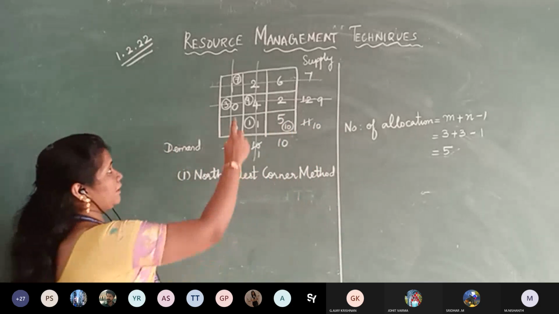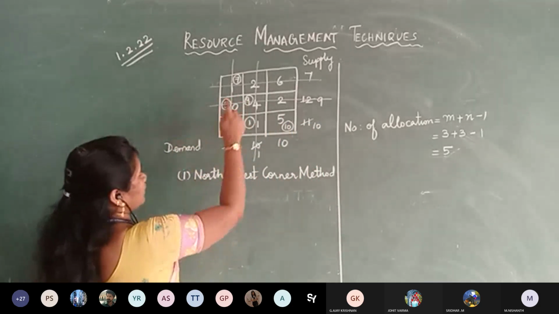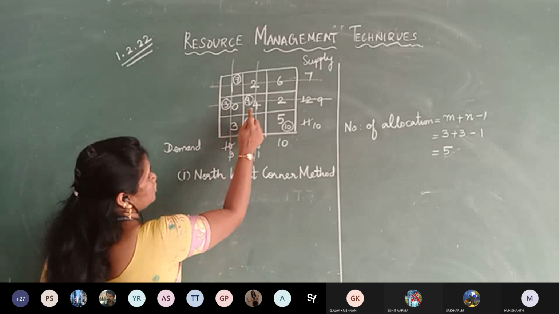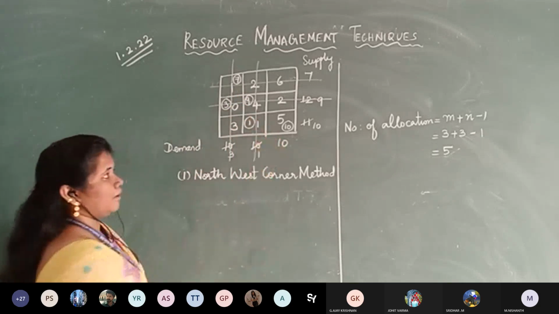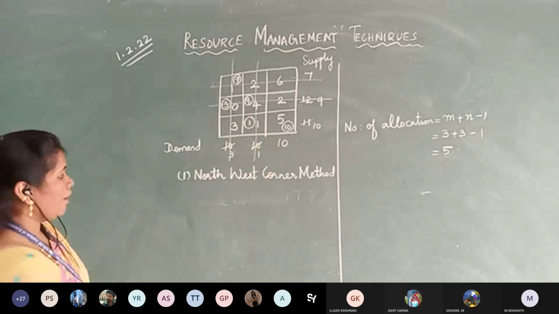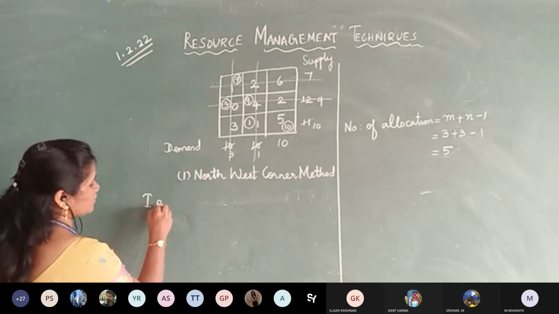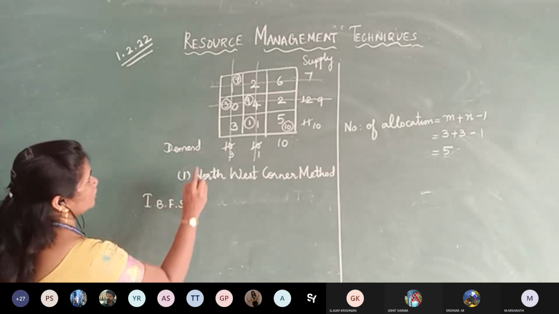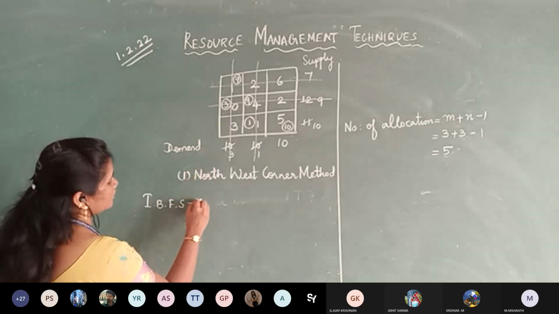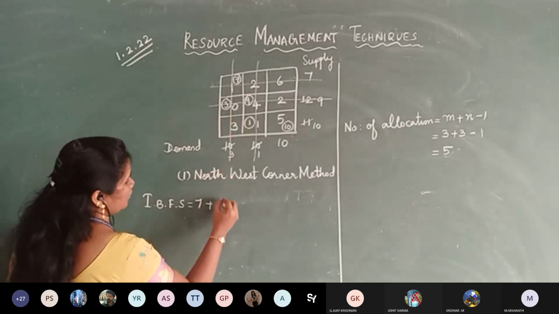So you see how many allocations there are: 1, 2, 3, 4, and 5. Five allocations are there. Now you will find your initial basic feasible solution. That is, you multiply, so it will be 7 plus 5.